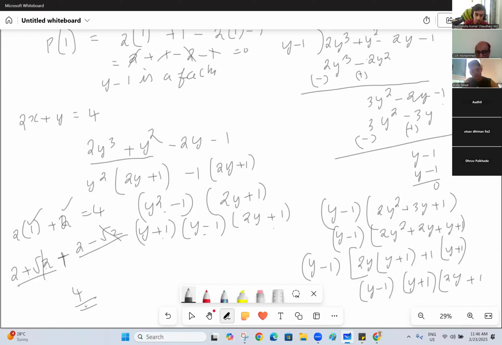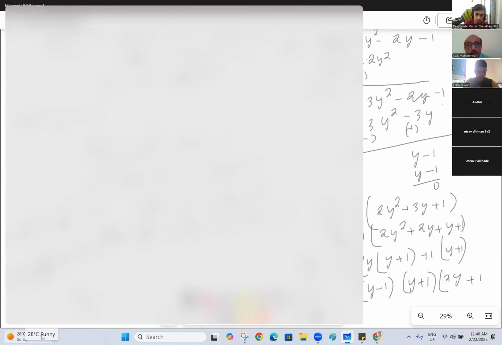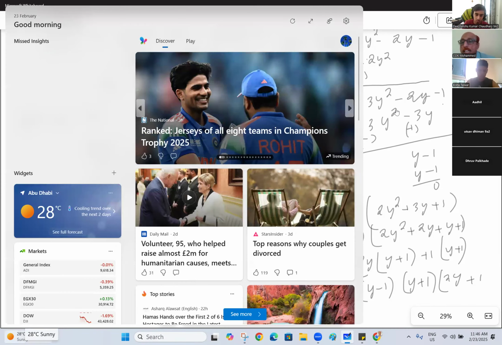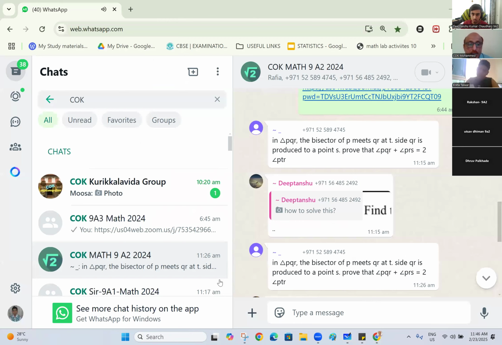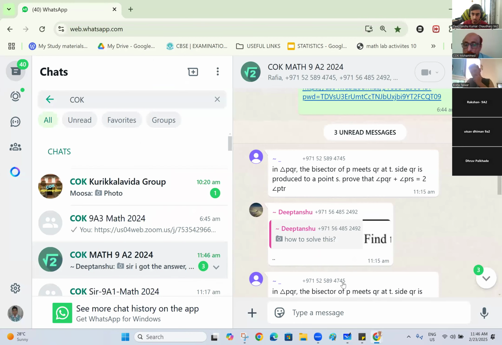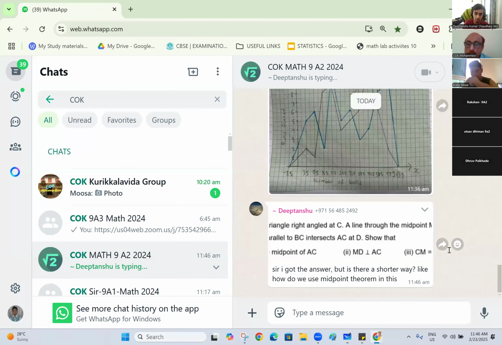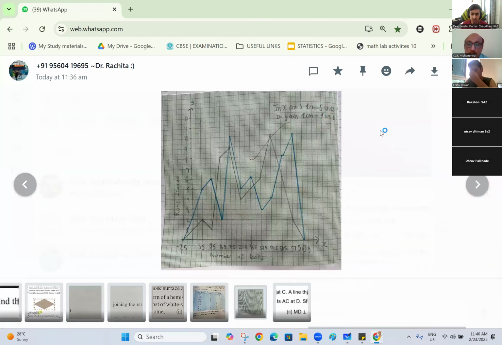Now, what is the other one? Any other doubt? Can you check? Send it in the group. Sir, can you check 92? The 92 WhatsApp group. Sir, can you check the most recent question regarding statistics? Not this one, the one before, the little graph one.